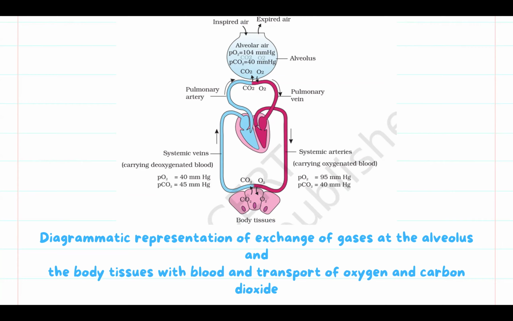Then it goes into the pulmonary vein, then into the systemic arteries carrying oxygenated blood, and the partial pressure of oxygen again is 95 mmHg and partial pressure of carbon dioxide is 40 mmHg. Then it goes into the body tissues, where the oxygen is utilized, so its partial pressure decreases and the carbon dioxide partial pressure increases. PO2 is 40 mmHg and PCO2 is 45 mmHg, which is the same in the systemic veins, which carry the deoxygenated blood, and then it goes to the pulmonary artery and then to the expired air. So this was the diagrammatic representation of exchange of gases.